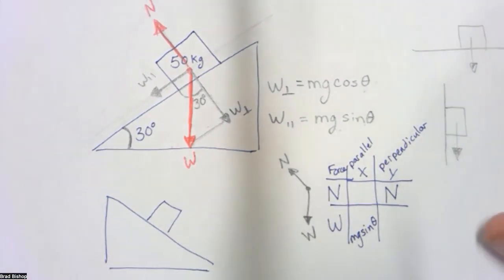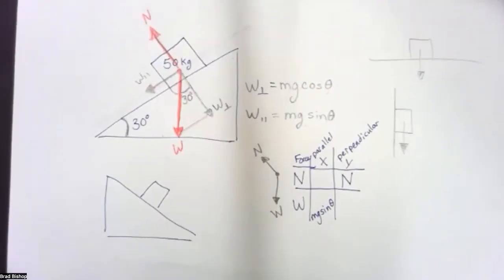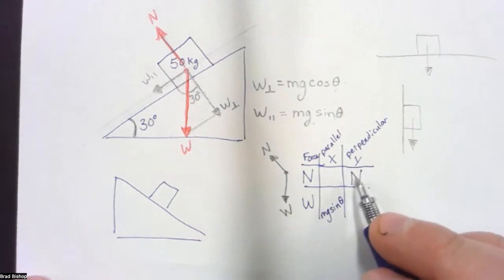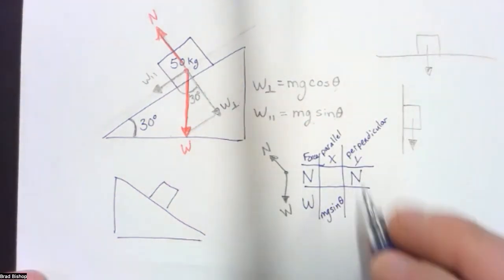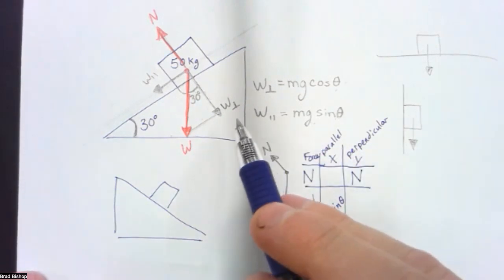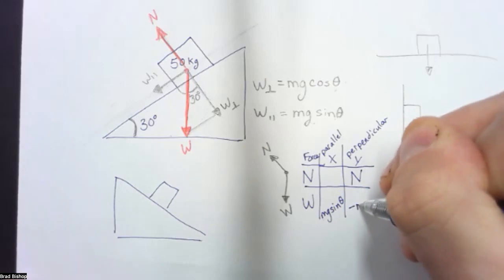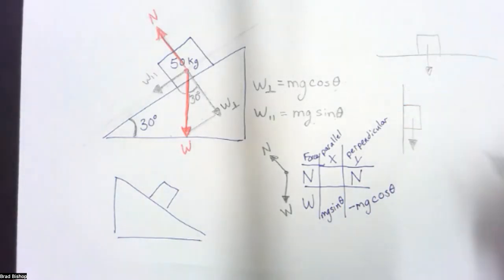I just find that makes it a little easier for me. But if you want to call it negative and set down the inclined plane as negative, that's fine as well. And then the perpendicular would be weight perpendicular, which is mg cosine theta. This one we do definitely want to call negative because it is opposite of the normal force. So negative mg cosine theta for the weight.